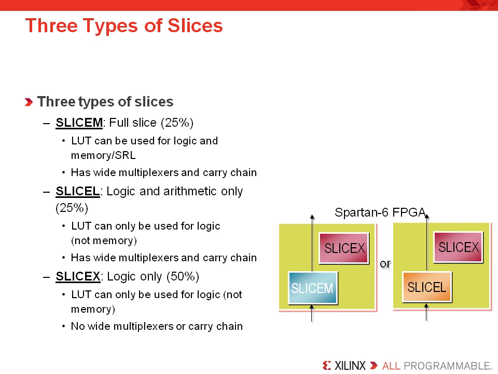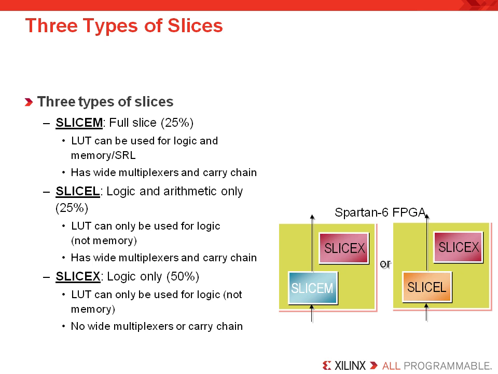So now that we know that each LUT has 3 different configurations, that is, logic, distributed RAM, and the shift register LUT, we can discuss the 3 types of slices in Spartan-6. So the slice M is a full slice functionality where the LUT can be used for logic and memory in the shift register LUT and has the wide multiplexers and carry logic associated with it. And this is 25% of the slices in your device.